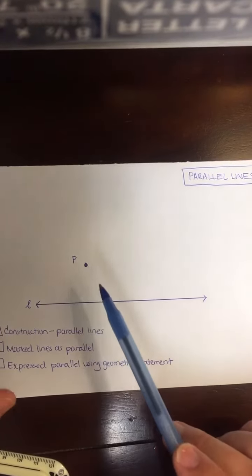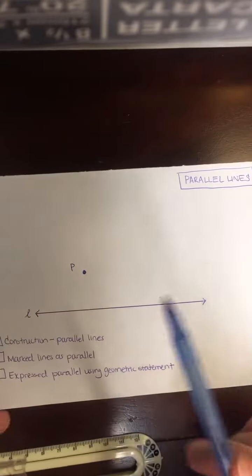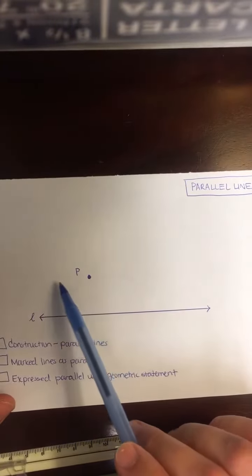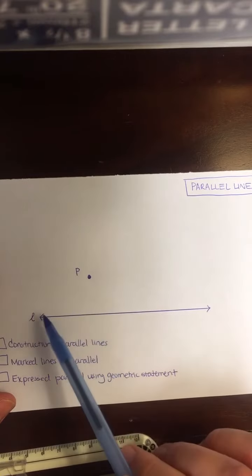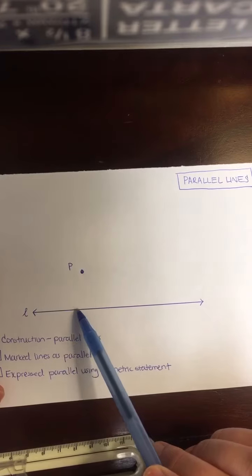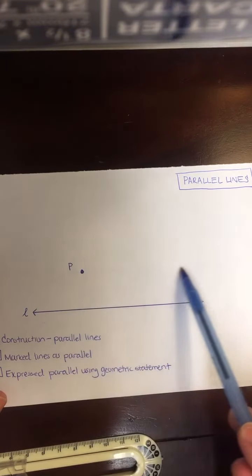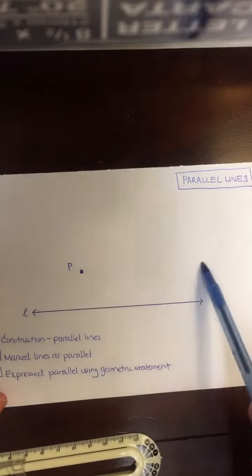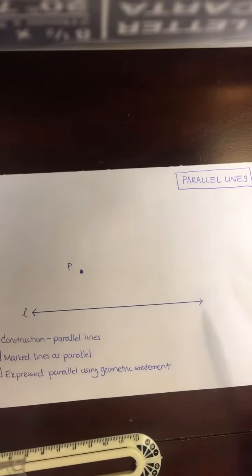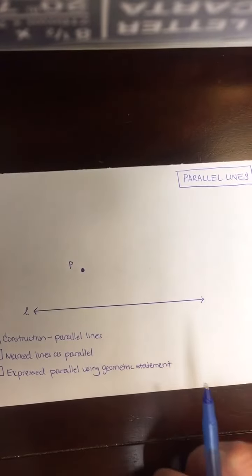And what we need to do is use our geometric tools, our compass and straight edge, to somehow find a line that is parallel to our given line, line L, such that it also goes through point P. So we're trying to find the line that goes straight left and right and goes through point P, so that it's parallel to line L down below.